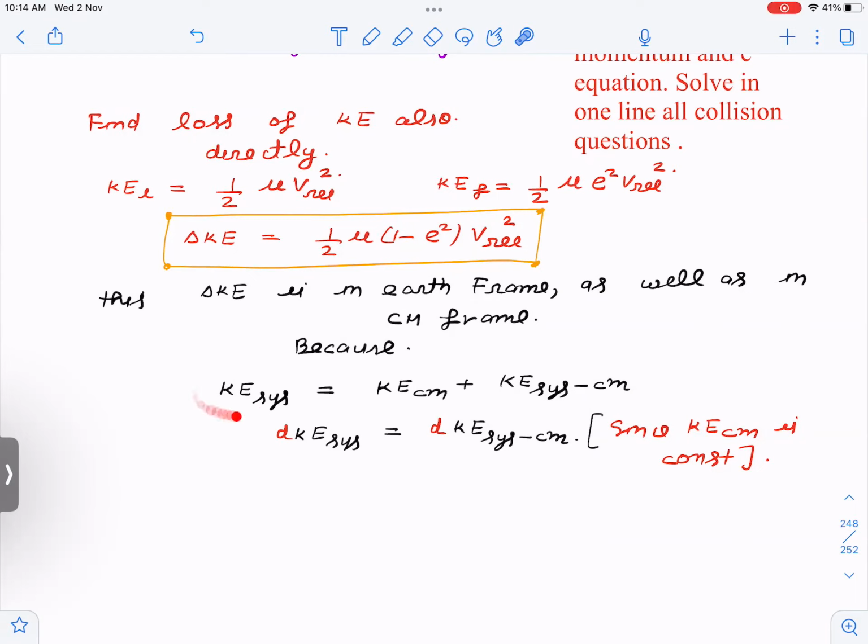So this is the kinetic energy of the system with respect to earth, which is what? Kinetic energy of CM plus kinetic energy of the system about CM. This formula we know, we have done many times. Now, if the velocity of CM is the same, or momentum is the same, before and after, then the kinetic energy of CM will be the same. So the change in kinetic energy in the earth frame will be equal to the change in kinetic energy in the CM frame. Very, very important result, since the kinetic energy of CM is constant. Once you notice this, we can use this and solve the question in just one line.